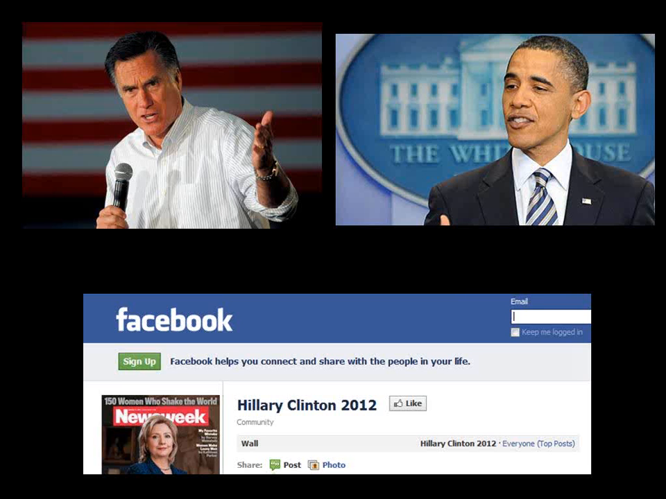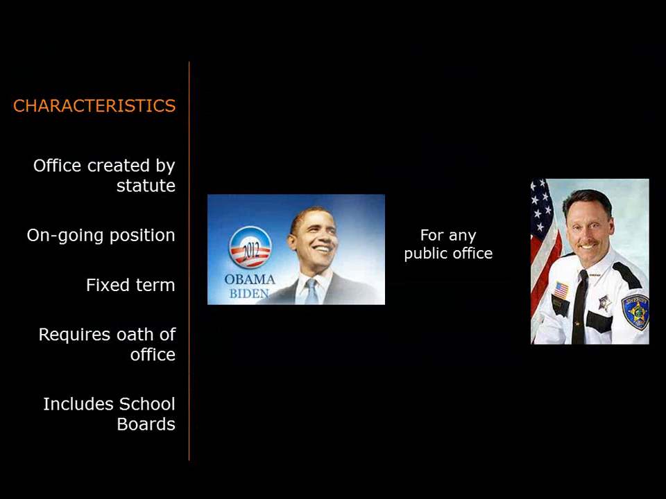So any efforts to draft a person for office, like you see here with Facebook, Hillary Clinton 2012, people are trying to draft her to run for office, supporting or opposing that draft effort, the IRS would consider that person a candidate. They consider her a candidate, and it would be improper for a 501(c)(3) organization to get involved in an effort to draft this person for office. Although they may not be a candidate currently, the IRS says, yes, they are. So keep that in mind.